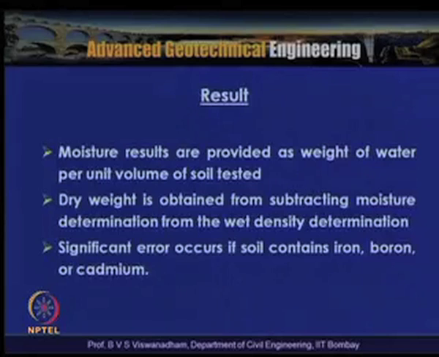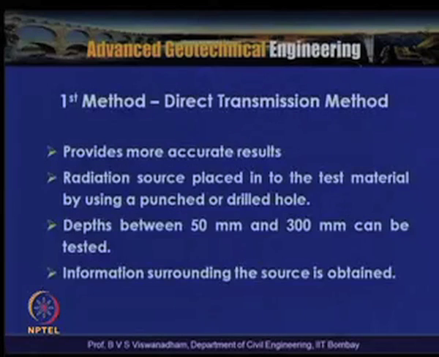Moisture results are provided as a weight of water per unit volume of soil tested, and dry density is obtained by subtracting the moisture determination from the wet density determination. Significant error occurs if the soil contains iron, boron or cadmium. So one of the limitations is that a significant error can occur if the soil being compacted contains iron, boron or cadmium elements.